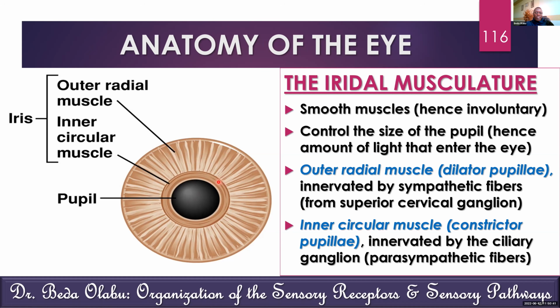The inner circular muscle is this one here. This one, when it contracts, it will make the pupil become narrower. So we call it the constrictor pupillae muscle. The constrictor pupillae muscle is controlled by the parasympathetic division of the nervous system, and in particular, it's controlled by the oculomotor nerve. So the preganglionic neurons will be carried by the oculomotor nerve. Then they synapse in the ciliary ganglion, which is located within the orbit. Postganglionic neurons are the ones that will reach the constrictor pupillae muscle.